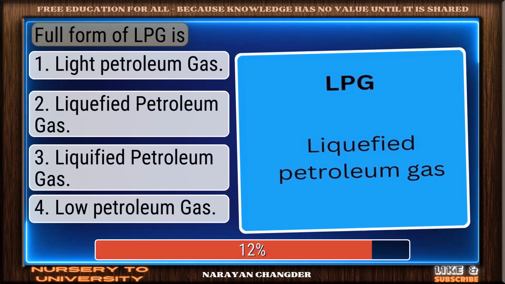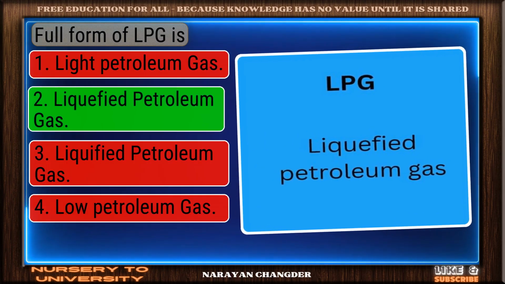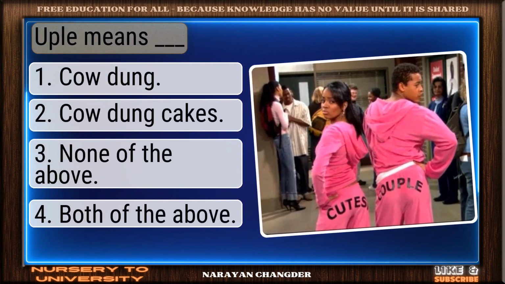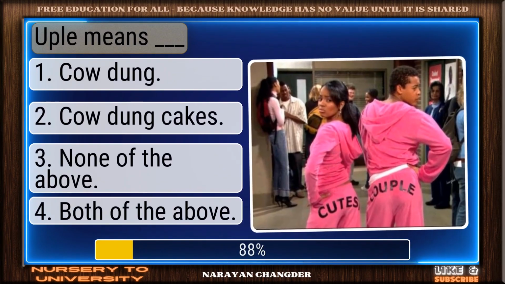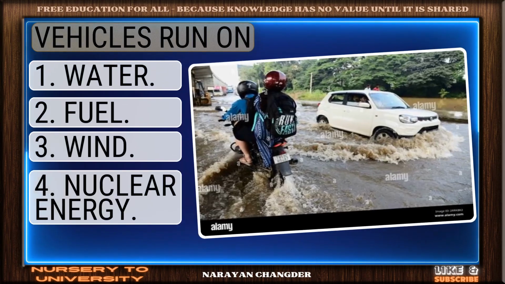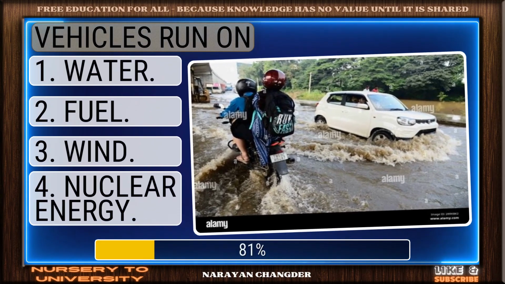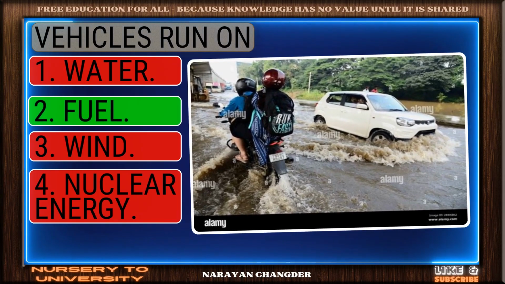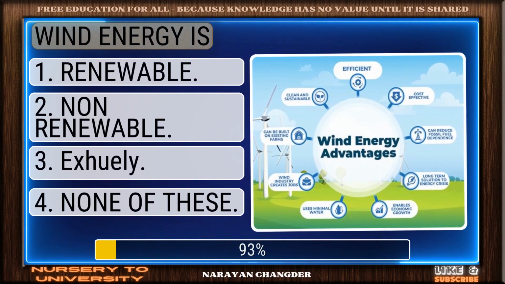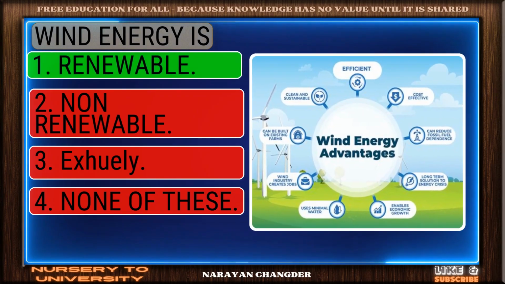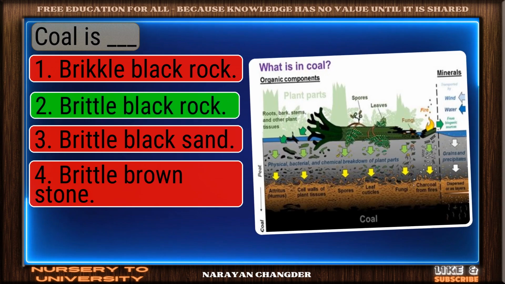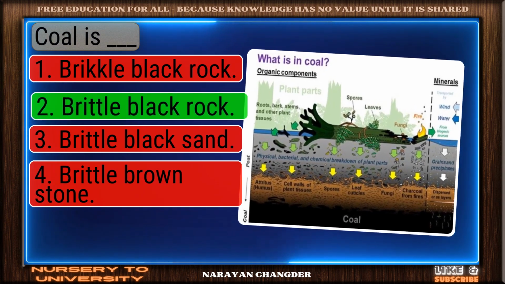Full form of LPG is? You got it. Your choice, liquefied petroleum gas, is right. Upla means dash. Good job. Your answer, cow dung cakes, works well here. Vehicles run on dash. Excellent choice. Fuel is the right answer. Wind energy is? Excellent. Renewable is a brilliant choice. Coal is dash. Perfect. Brittle black rock is the correct choice.